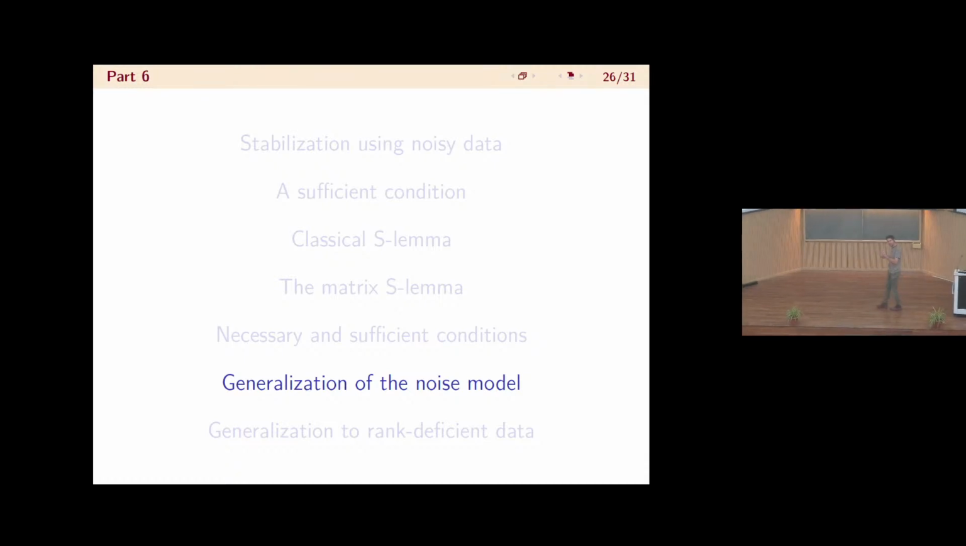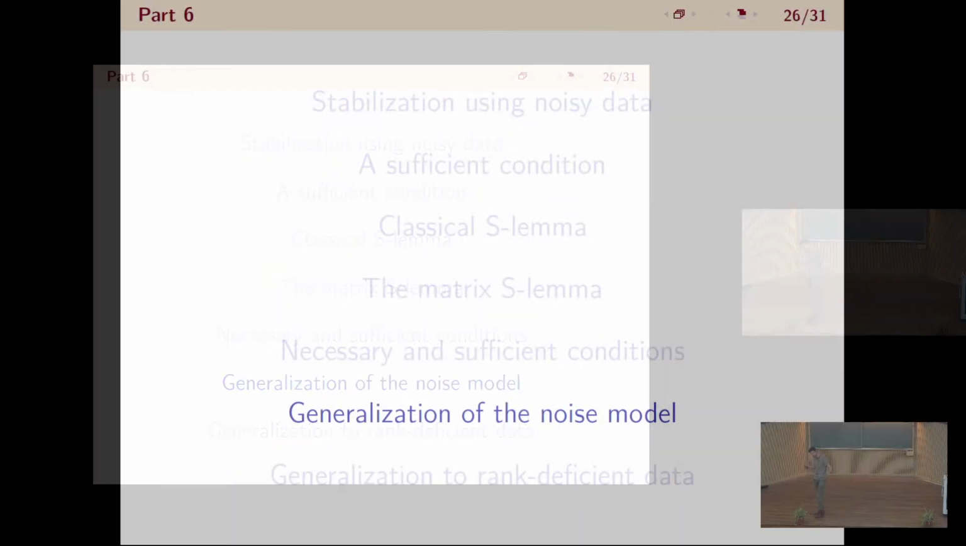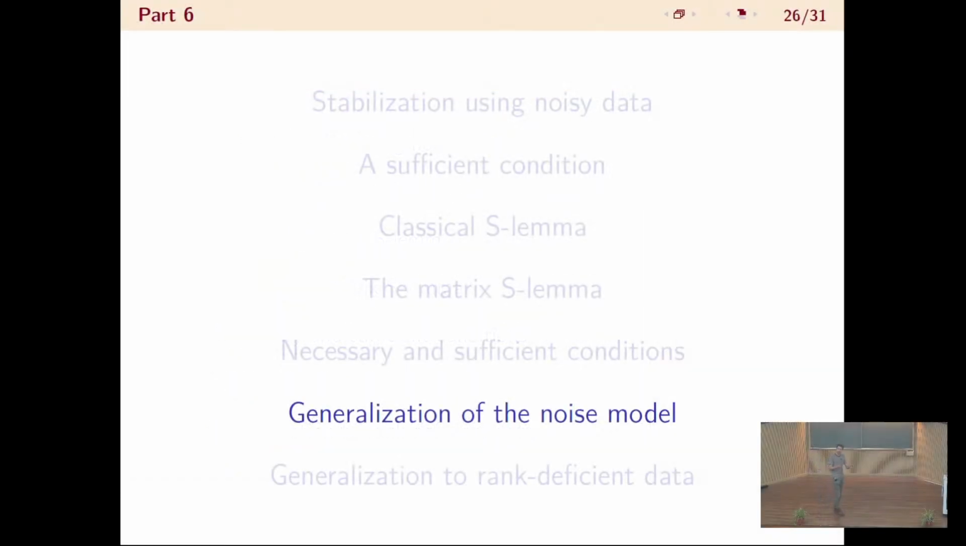So what I already announced before the break is that I want to generalize in two different ways. First of all, I want to generalize the noise model, and secondly, I want to generalize to rank deficient data. So I would want to drop this assumption that the rank of X minus U minus must be n plus m.